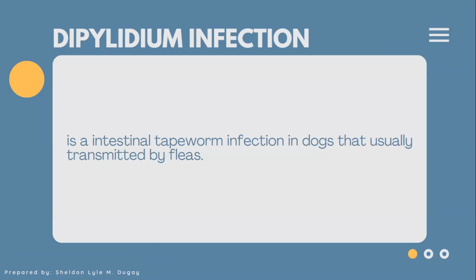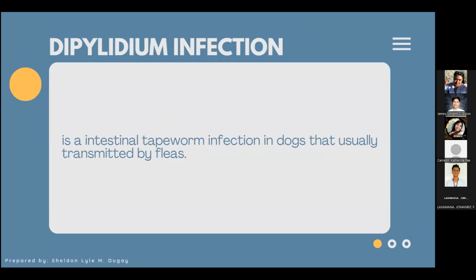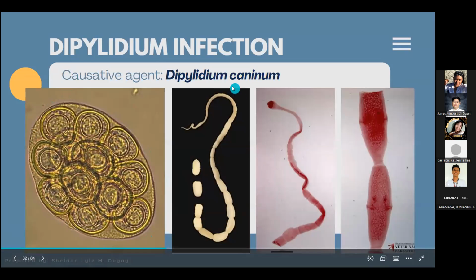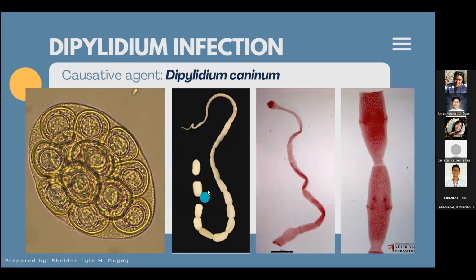And then Dipylidium infection is an intestinal tapeworm infection in dogs that is usually transmitted by fleas. So yung causative agent is Dipylidium caninum. Ito yung ganito yung itsura ng eggs, tapos ganito yung adult. So kapag nasa intestine sila, dahil segmented itong worm na to, pwede yan mag-detach. Tapos kadalasan may mga eggs yan, so kahit kapag nasa feces, pwedeng makain ng ibang animals.